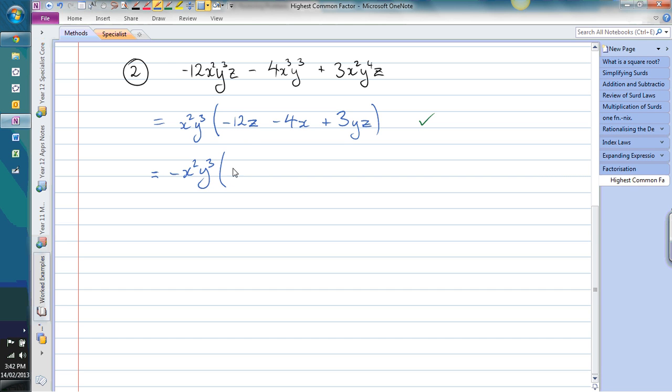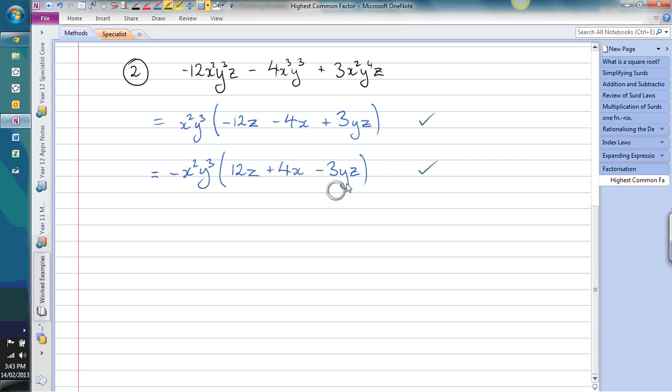Factorising the negative 1 out here will leave me with 12z. Factorising out here will leave me with 4x, positive 4x I should say. Factorising negative 1 out of here, a positive divided by a negative will leave me with a negative 3yz. So generally the rule there is if I pull a negative sign out the front, I just flip all the signs in the bracket. This negative becomes a positive, this negative becomes a positive, this positive becomes a negative. And that's okay as well. So either of those forms are correct.